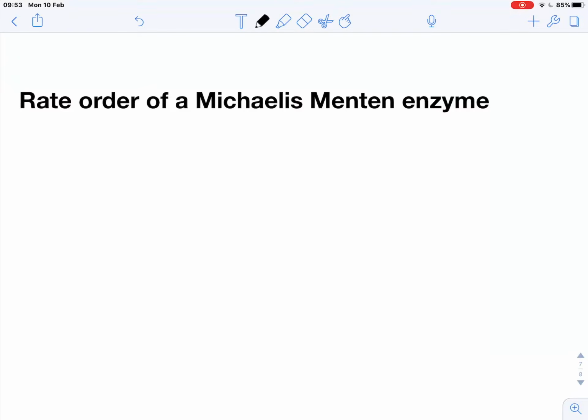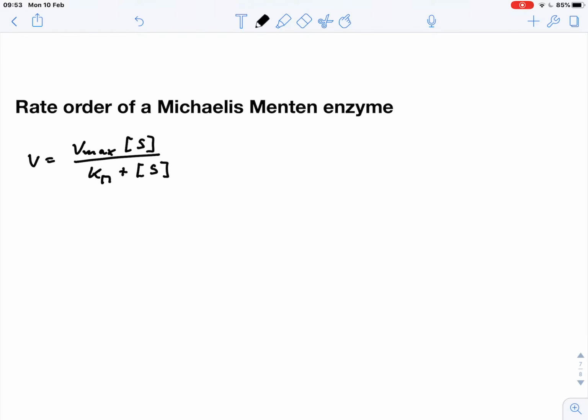So let's write down the Michaelis Menten equation. V equals Vmax times the substrate concentration divided by Km, the Michaelis constant, plus the substrate concentration. And this is really our starting point. That is the famous Michaelis Menten equation. And if we plot that, for example the rate versus the substrate concentration, for a normal Michaelis Menten enzyme, we would get a curve like that.